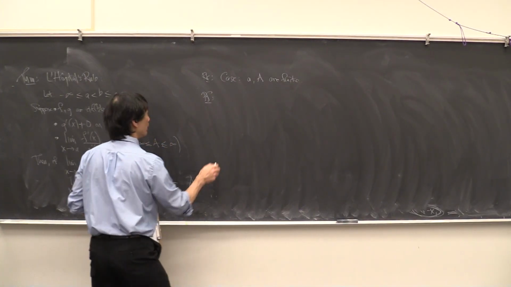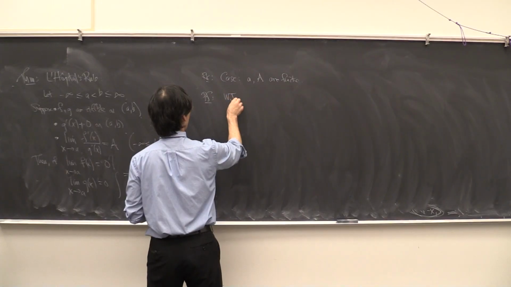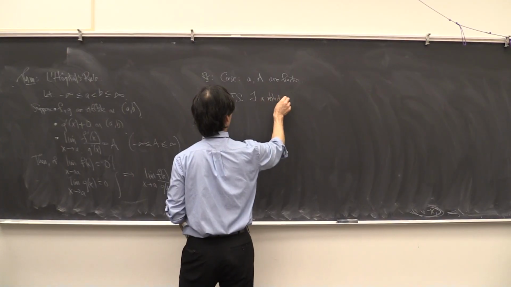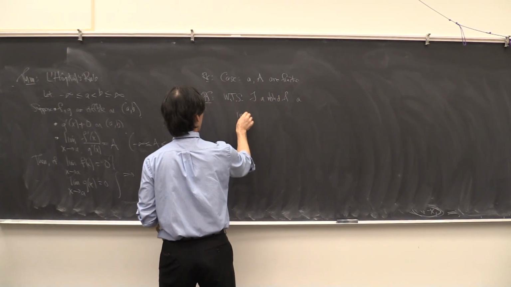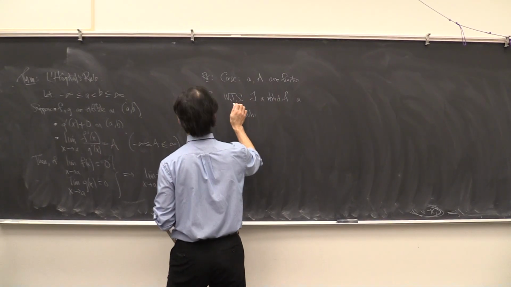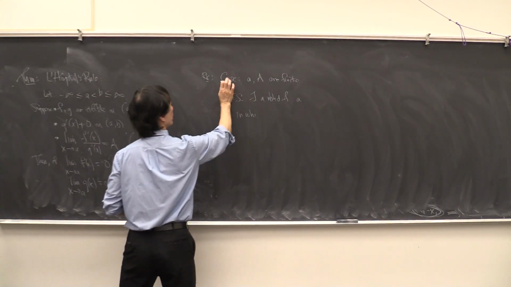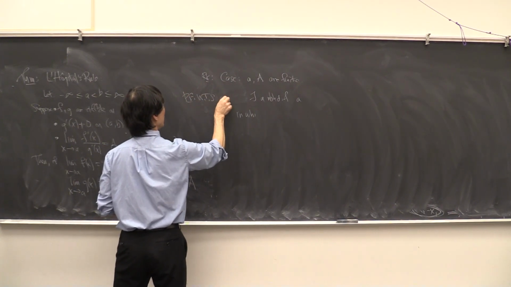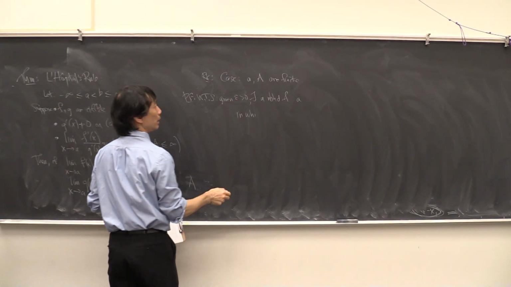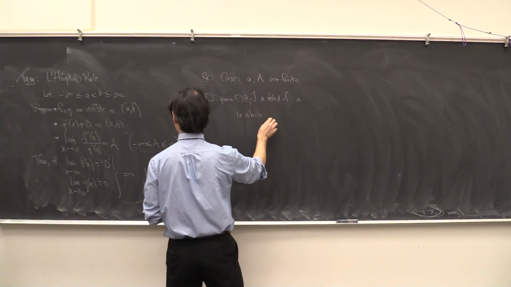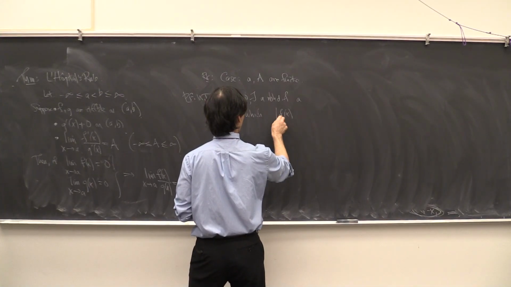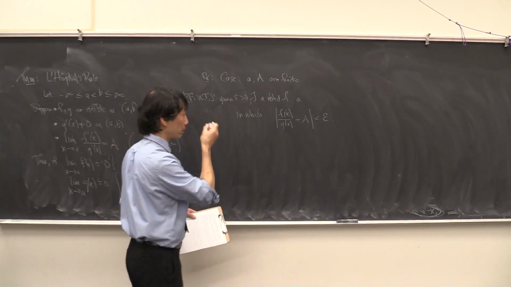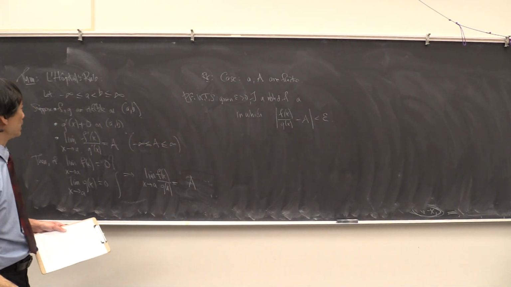Let's call this thing A. We want to show that there's some neighborhood of A in which, as usual, given epsilon greater than 0, there exists a neighborhood of A in which |f(x)/g(x) - A| is smaller than epsilon. That's the usual goal.